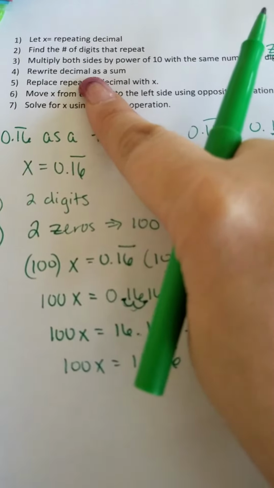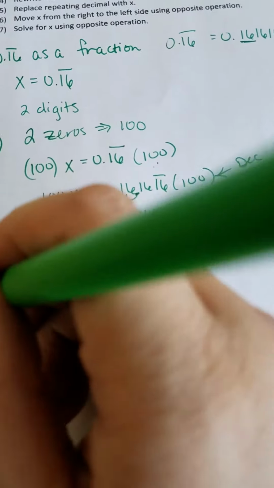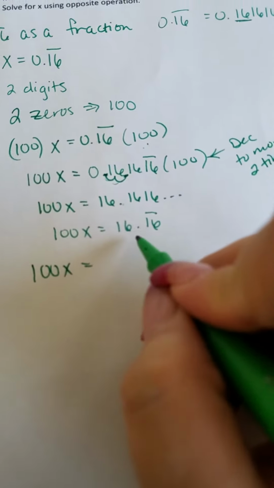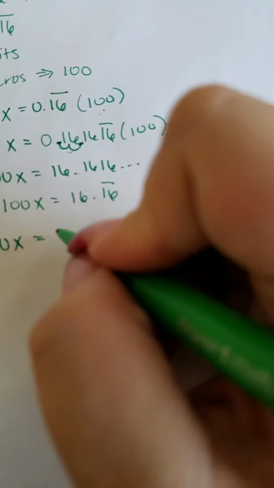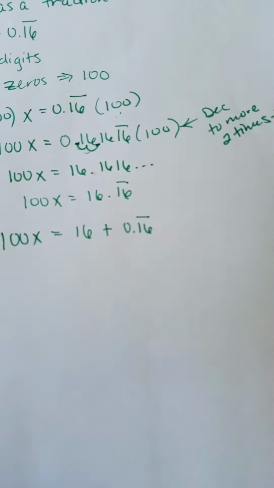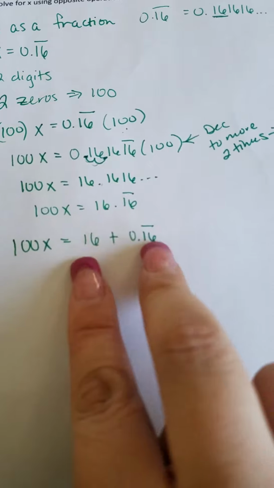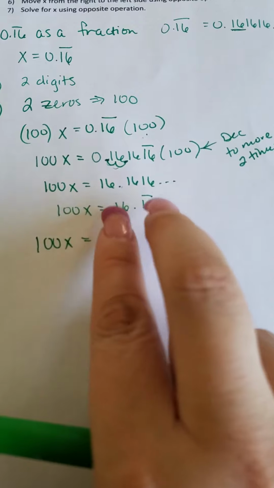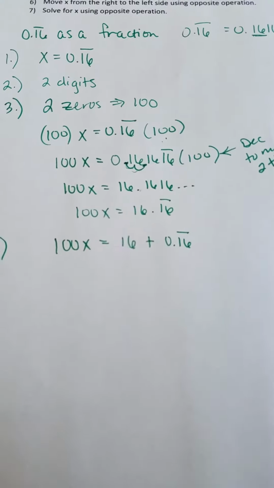Step number 4 says rewrite the decimal as a sum. Sum means an addition problem. So I'm going to rewrite 100x equals. Now, if I take these 2 apart, this is like saying $16.16. I can rewrite that as $16 plus 16 cents, and it'll still represent the same thing. So again, all I did is I took the 2 together and broke them up into 2 pieces as individuals here. Very easy. 1 whole number and a decimal split up to a whole number plus a decimal.